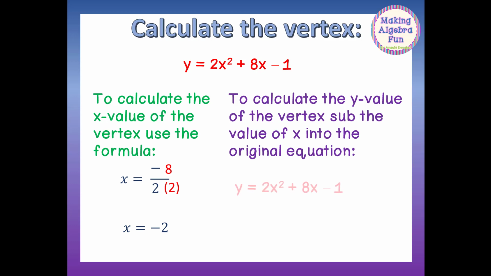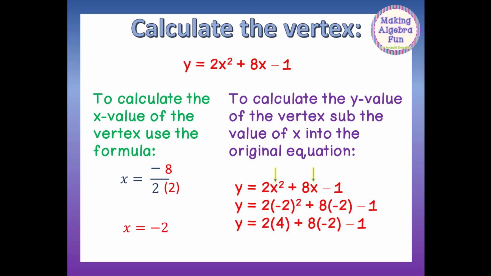what y is. So I'm going to take that original equation, and I'm going to replace both of my x's with the negative 2 that I just found out was its value. And then just apply your order of operations to simplify this. I'll square that -2 to make that 4. I'll multiply everything and combine it all, and I get -9.